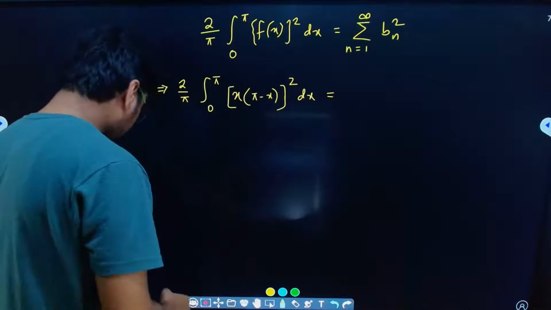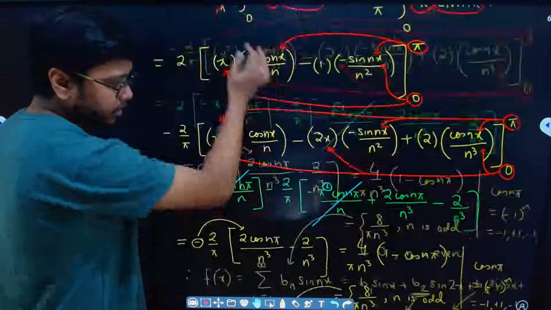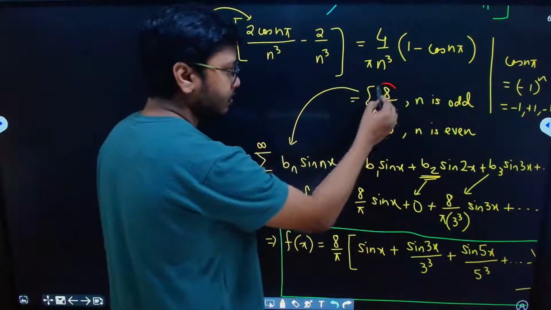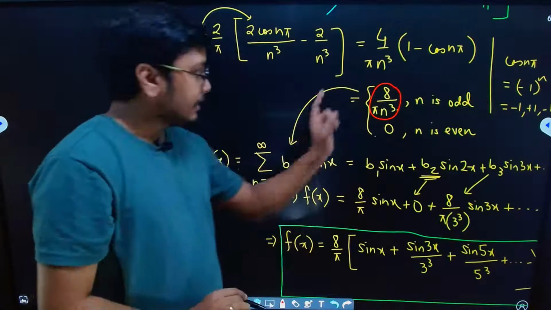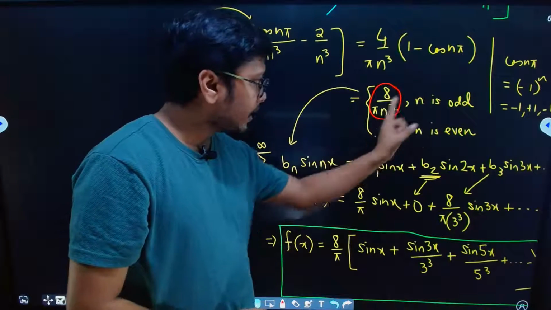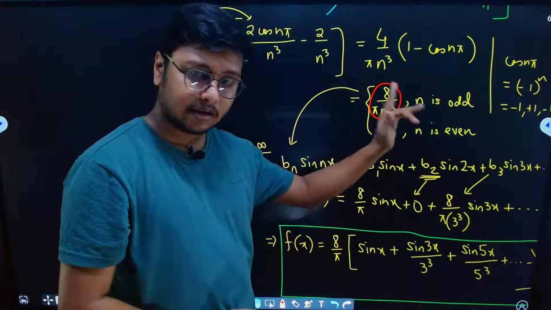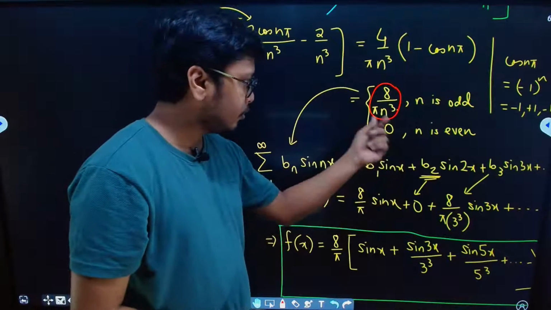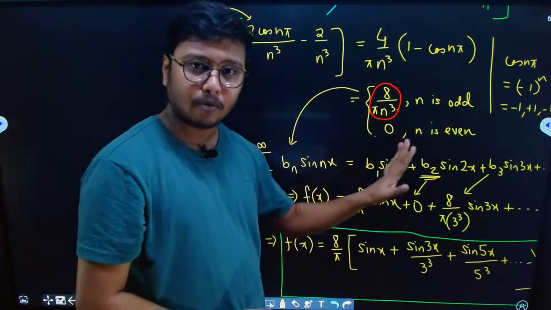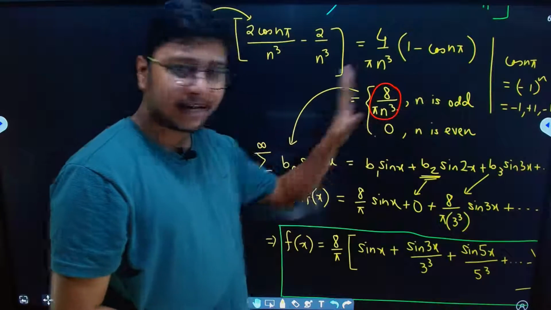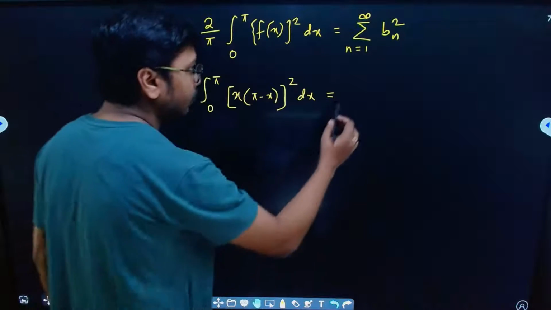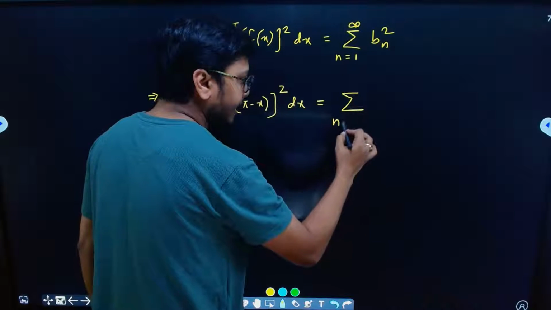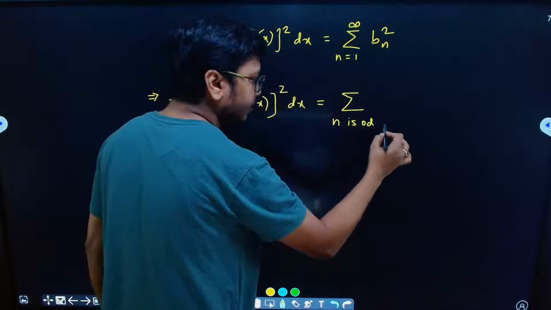Now, the bn value, I need the bn value. This was basically the simplest form of my bn value. This was the simplest form, but remember, this bn value corresponds only for n as an odd number, not an even number. You need to remember this and implement it in the answer, otherwise it will be wrong. Don't put any even value of n over here. So 8 by pi n cube, where n is odd. Be careful to write down that n is odd.